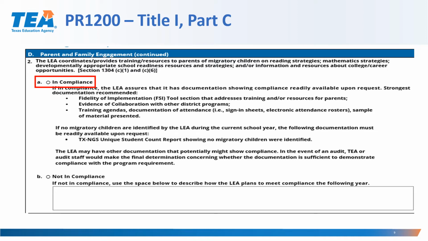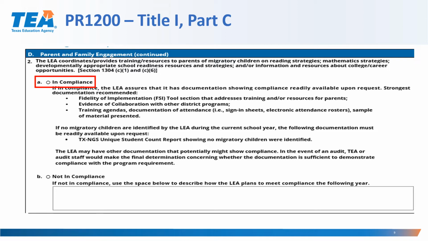sample of materials presented. If no migratory children are identified by the LEA during the current school year, the following documentation must be readily available upon request. The TXNGS Unique Student Count Report showing that no migratory children were identified. Additionally, the LEA may have other documentation that potentially might show compliance.